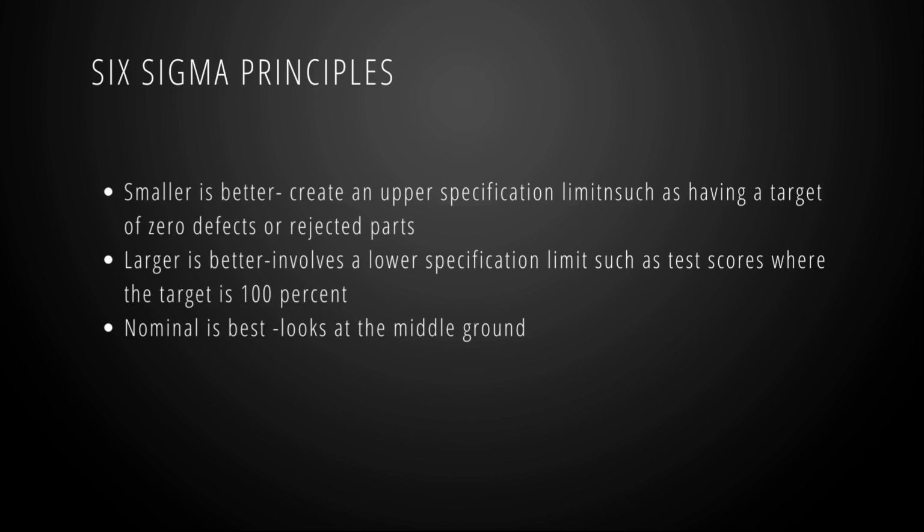So the nominal is best. It looks at the middle ground. When you talk about the middle ground, for instance, the amount of time that should be spent on delivering quality products and services should just be enough. The time should neither be so much that productivity is lost, nor too little that mistakes are made. So these three key principles of Six Sigma support the goal of eliminating any defect.